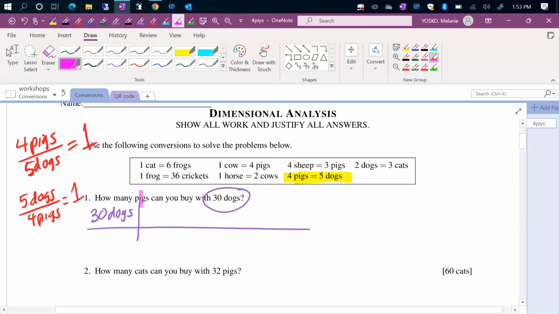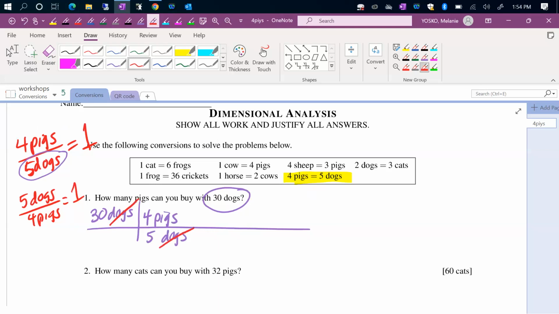We always want our units, in this case, we want to end up with pigs. We need dogs to cancel. So which of these do I want to use so that dogs will cancel? Top one? I say I want the dogs on the bottom, right? And we call these conversion factors. So 4 pigs divided by 5 dogs, mathematically they're equal to each other, so it's the same as multiplying by the number 1. Does that make sense? Look at your units. Dogs cancel because there's a dogs term in the numerator and a dogs term in the denominator, right?